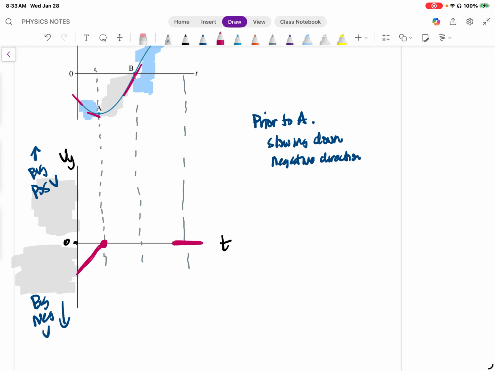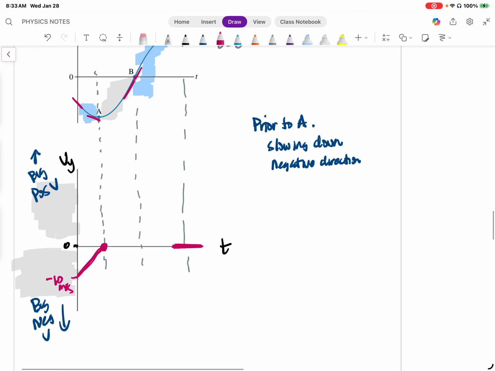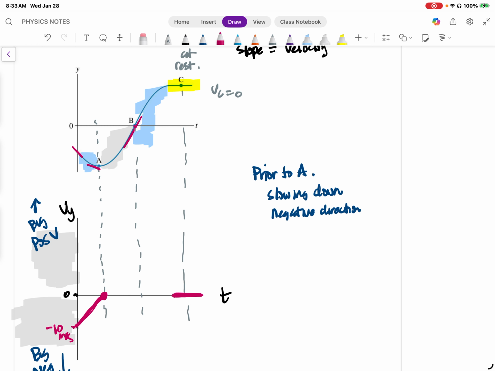So for this first section, if it's helpful to throw some numbers in here, maybe this is negative 10 meters per second. So I'm starting at a speed of maybe 10 meters per second, and then I'm going to slow down to 0. So I'm going to head up this way. That slope is going to be positive because I'm on the negative part of the velocity time graph. So I'm slowing down to 0. Then we're going to look at our next interval.